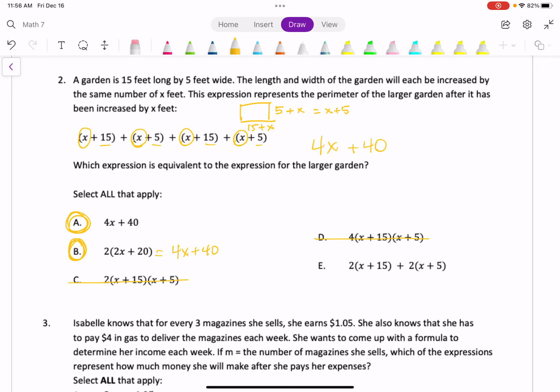If I distribute this, I have 2x plus 15s. Here's one, and another 2x plus 5s. Here's my x plus 5, here's another x plus 5. So this one works as well.